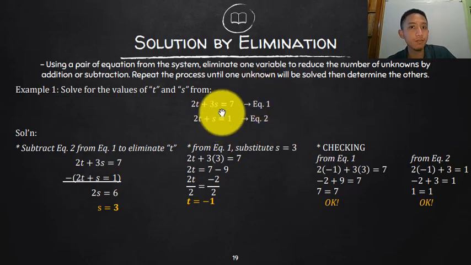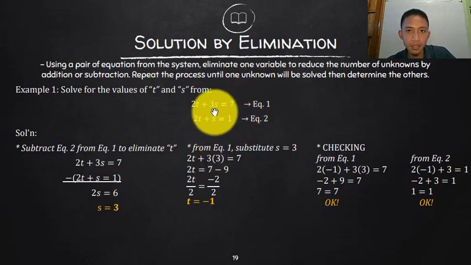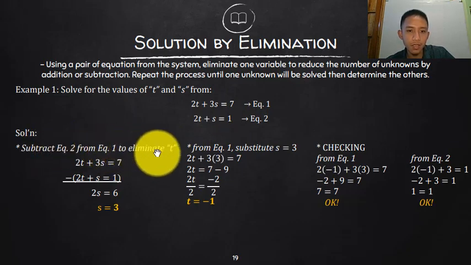If you say elimination, we will choose by pair and then eliminate one variable, by addition or subtraction. So there is no other pair. This is only 2, so that is the pair, isn't it? So if I try to subtract equation 2 from equation 1, I will be eliminating t.